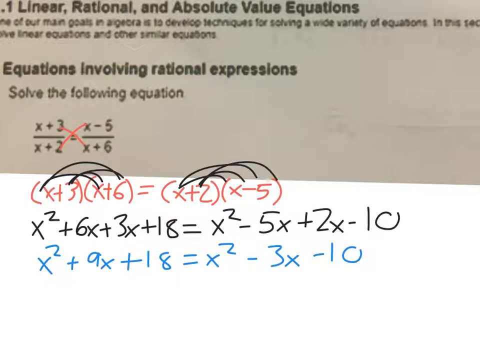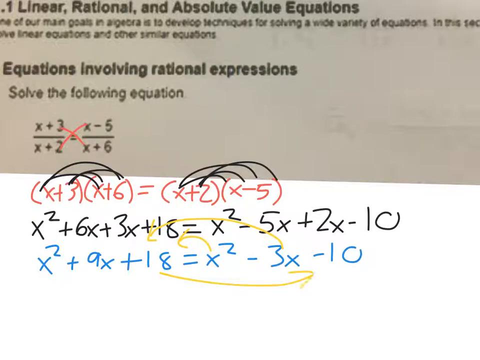Now, it kind of looks confusing because I've got some x squareds and some x to the first. In an equation, the first thing I would always try is get everything with a variable on one side and see what happens when you do that. So I'm going to move the x squared over. I'm going to move the negative 3x over. Let me use a different color besides black. Move the x squared over, move the negative 3x over.